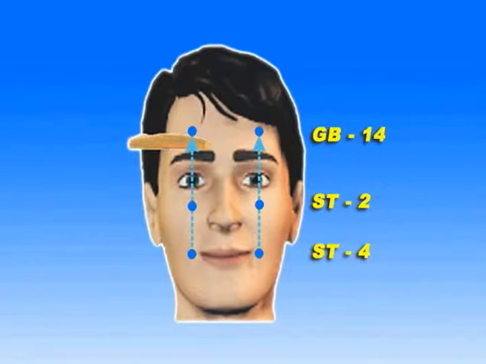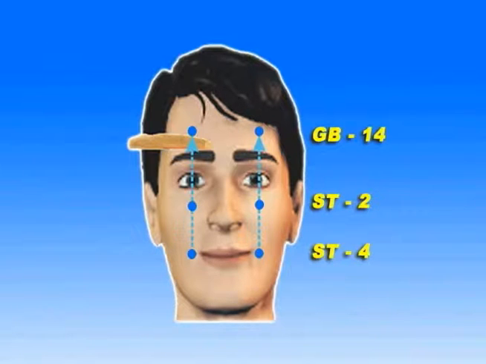Now we come to the gallbladder 14. The GB14, gallbladder meridian. Traditional name, Yang Pai, white yang or pure yang. Location, 1 finger's width above the eyebrow in direct line with the pupil of the eye. Uses, eye problems such as glaucoma, night blindness, forehead pain, facial nerve paralysis, stuffed nose, and strokes.